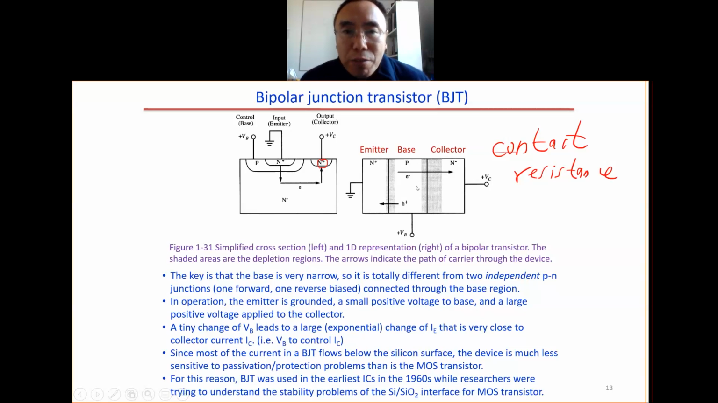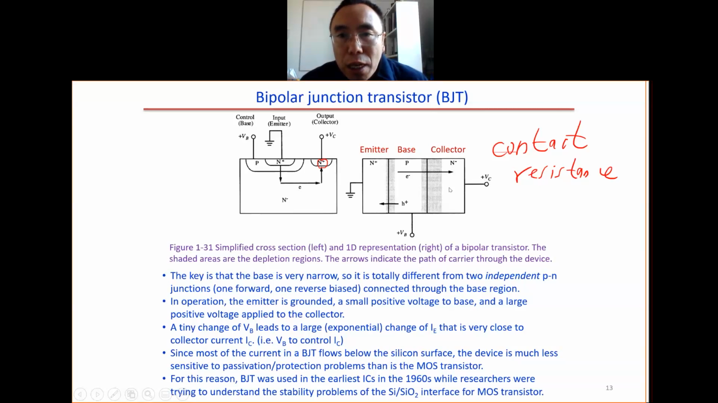If we look at this figure, from the emitter to the base we have a positive voltage. This junction is forward biased, so there will be current flow from the emitter to the base. The collector has a bigger positive voltage, so it is higher than the base voltage.